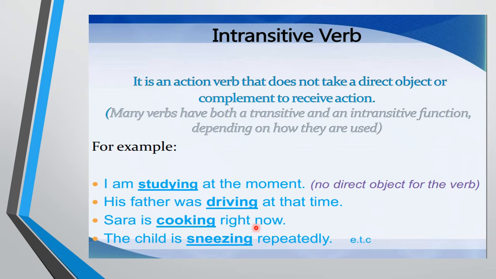Sarah is cooking right now. Right now is again telling you a time. So cooking is an intransitive verb because after cooking there is no dish. The child is sneezing repeatedly. Repeatedly is again an adverb. Adverb of frequency. So it is not an object. Basically, this sneezing becomes intransitive.